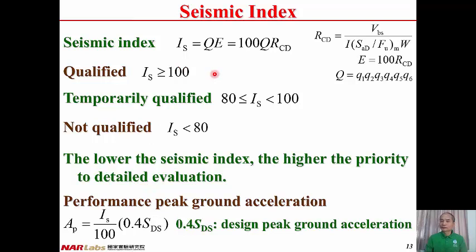Once we have the basic seismic performance E and the adjustment factors, we multiply these two together, and then we can come up with the seismic index. IS equals Q times E, equals 100 times Q times RCD. RCD is the capacity to demand ratio.